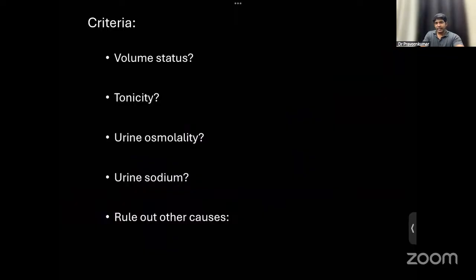So this is the criteria for SIAD, SIADH. Okay, this is the criteria for SIADH. Very important. So what type of hyponatremia is it? Euvolemic, hypovolemic, or hypervolemic? What is it?